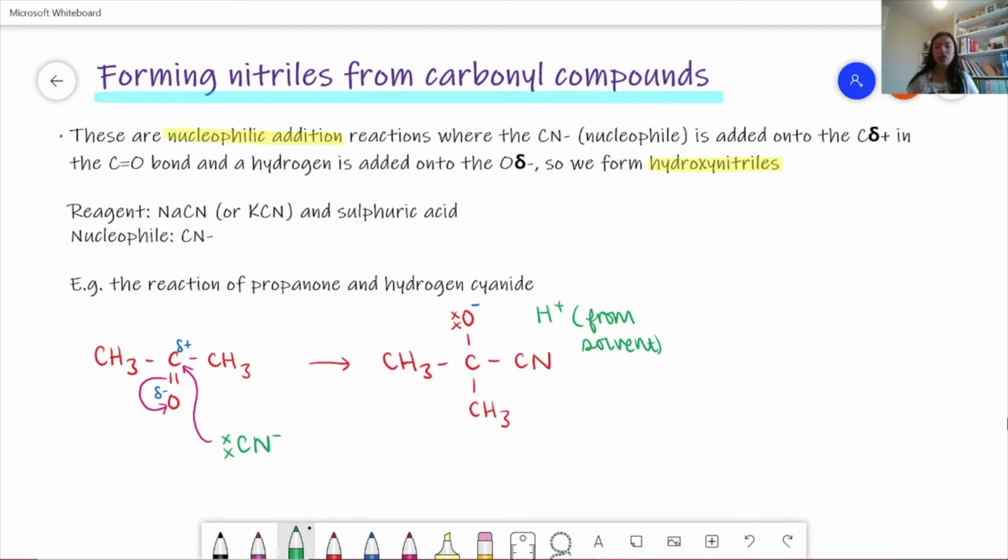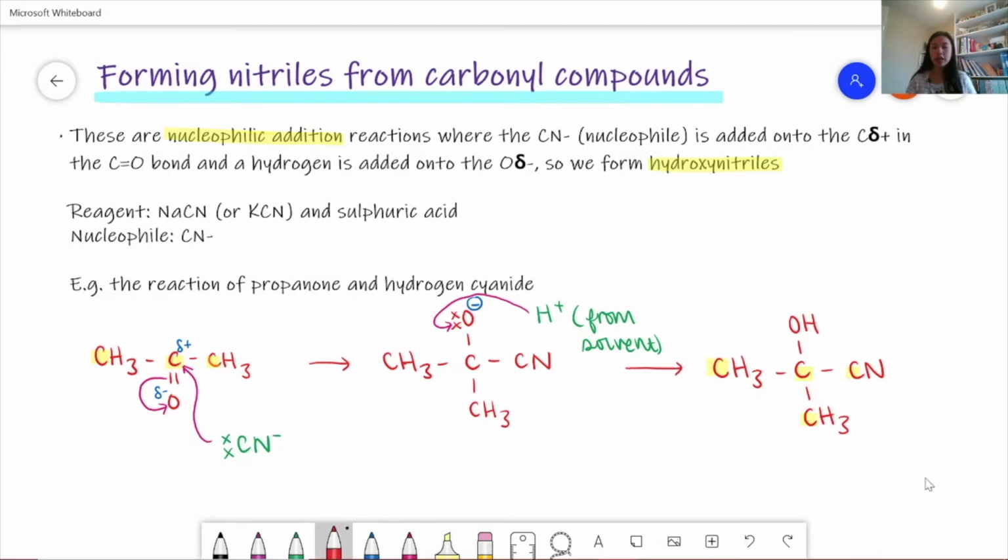And this is attracted to the 2 electrons on this oxygen with a negative charge. And so what happens is that this H+ then attacks this oxygen, and then we can form our hydroxynitrile. So we have CH3, COH, CH3, and then the cyanide. And so again, we can see that we've added another carbon. So we started off with 3 carbons, and now we have 4.